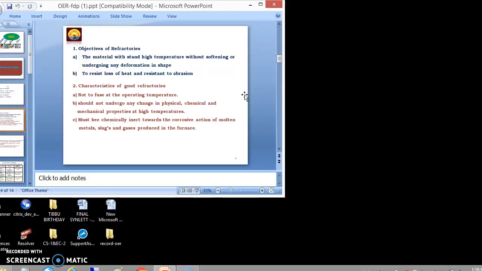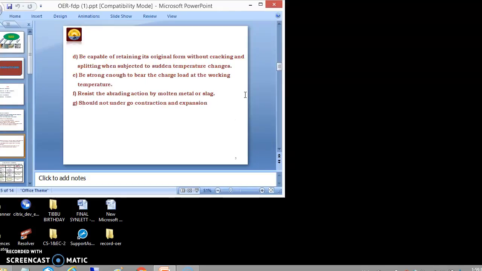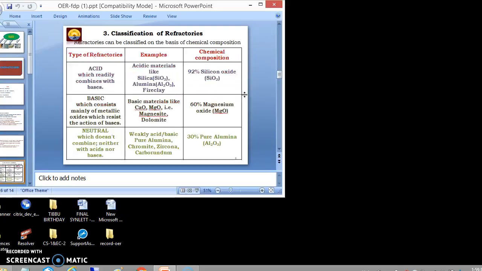The next one is characteristics of a good refractory. Not to fuse at the operating temperature, should not undergo any change in physical, chemical, and mechanical properties at high temperatures. Must be chemically inert towards the corrosive action of molten metals, slags, and gases produced in the furnace. Be capable of retaining its original form without cracking and splitting when subjected to sudden temperature changes. Be strong enough to bear the charge load at the working temperature. Resist the abrading action by molten metal or slag. Should not undergo contraction and expansion.